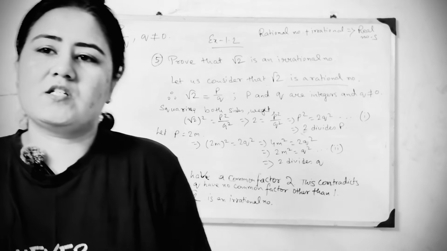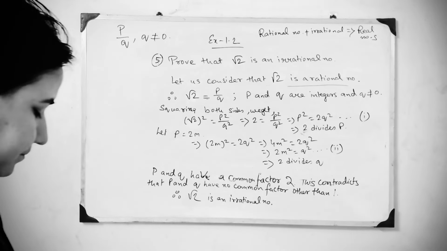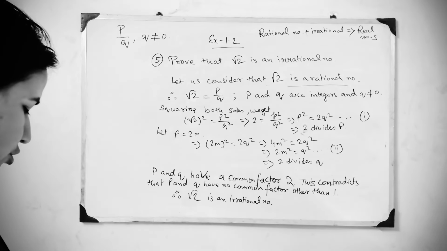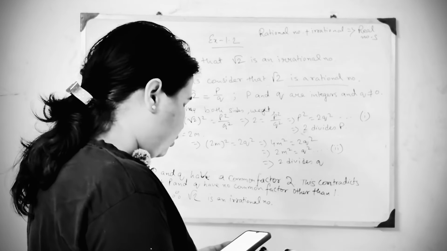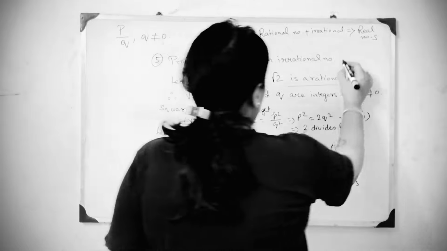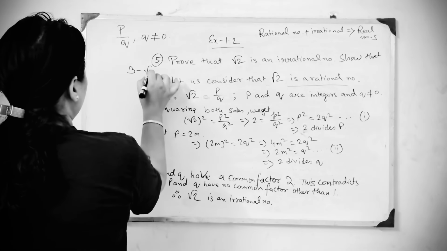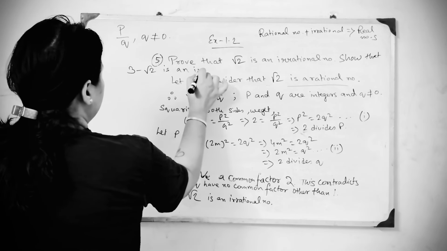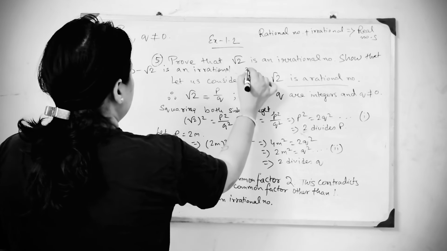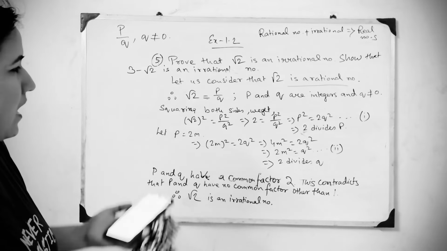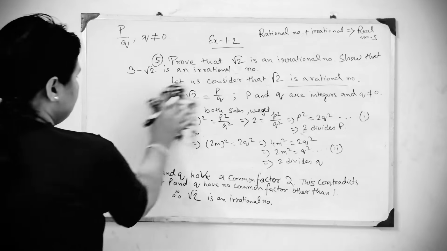Now this was just the first part of the sum. There is a second part of the sum which we have to show. The second part, the question is show that 3 minus root 2 is an irrational number. Show that 3 minus root 2 is an irrational number. So this is the second part. I hope the first part is clear. Then I'm going to erase that, and then I'm going to show you the second part.